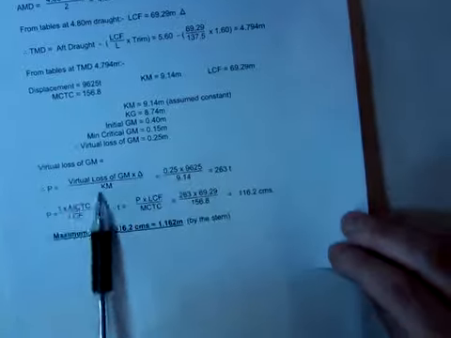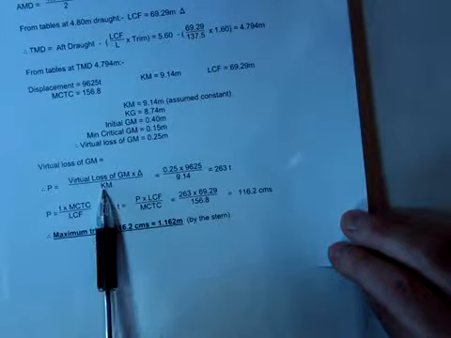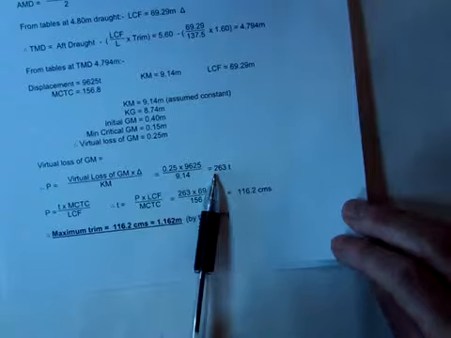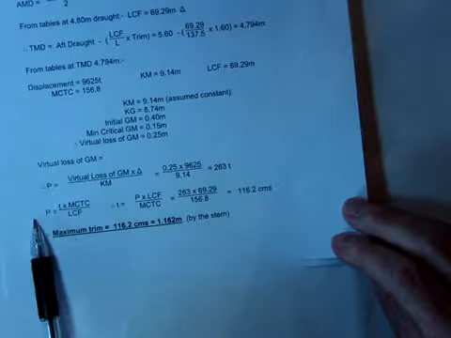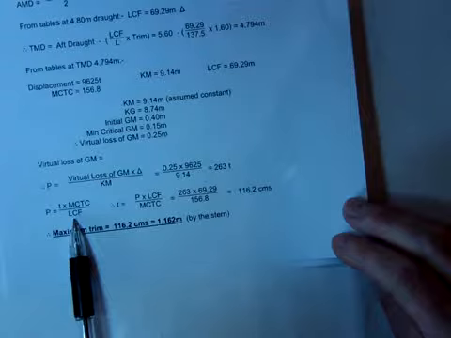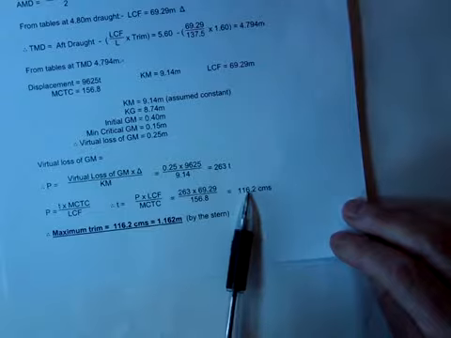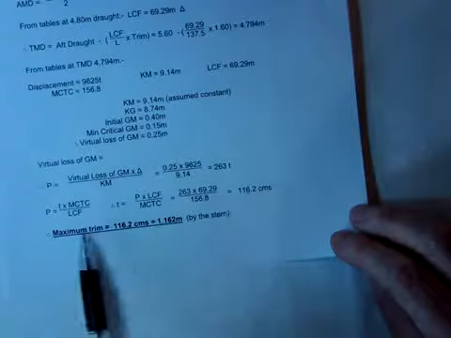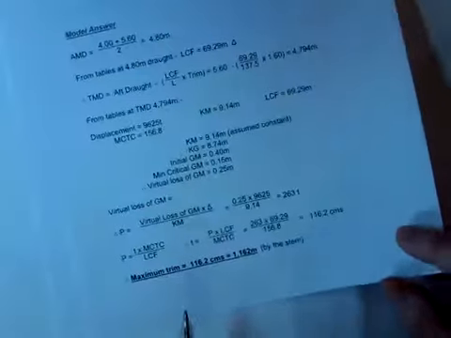When we put them into the formula, transpose the formula, because we know virtual loss of GM, we know displacement, we know Km, we find that the maximum P force is going to be 263 tons. Then we can put that into the formula here to work out the total trim. We know the P force, we know MCTC, we know LCF, therefore the trim, and it will come out in centimetres. And don't forget, that's also important, you must realise that the trim will come out in centimetres. So the maximum trim is 116.2 centimetres, or 1.162 metres by the stern. It doesn't matter which way you write that answer, you won't lose marks whichever way you write it.